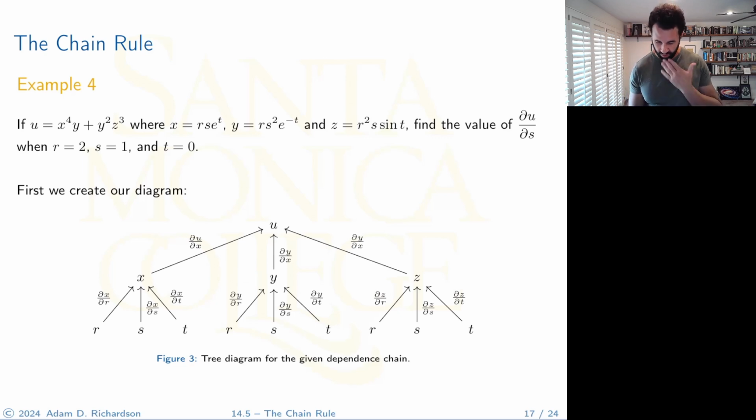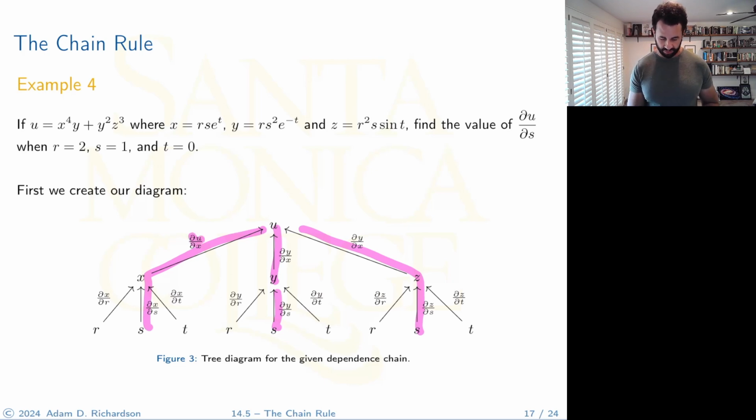Now, if you need to compute partial u with respect to s, we just need to multiply all those paths. I should say, multiply along those paths and then add up all the paths. So let's see, we're doing s. Let me get a highlighter. So we need that, we need that, and we need that. And we're going to add up those three things.